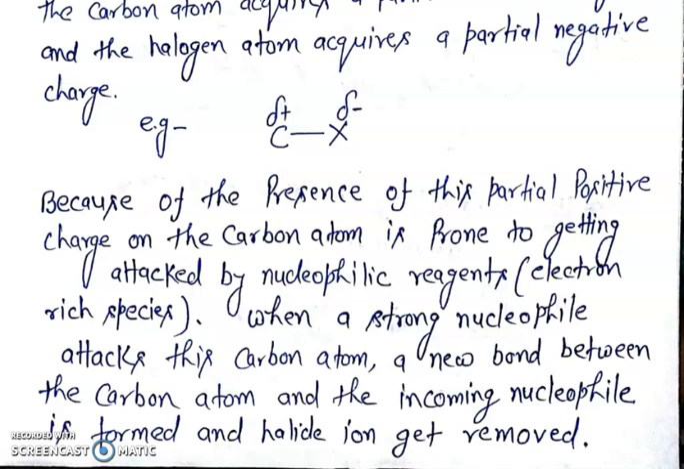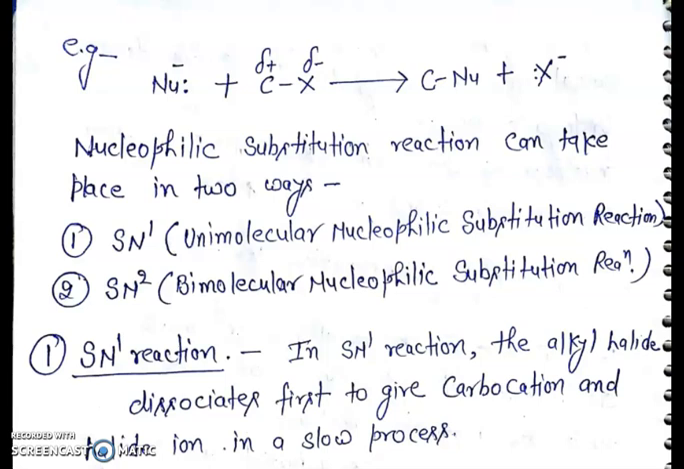When a strong nucleophile attacks this carbon atom, a new bond between the carbon atom and the incoming nucleophile is formed, and the halide ion gets removed. The reaction in which one nucleophile is replaced by another nucleophile is called nucleophilic substitution reaction. In this example, one nucleophile, that is the halogen atom, is replaced by another nucleophile, that is Nu. So this reaction is called nucleophilic substitution reaction.